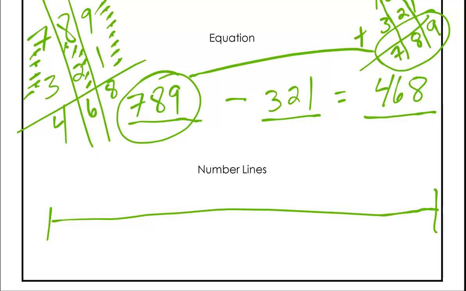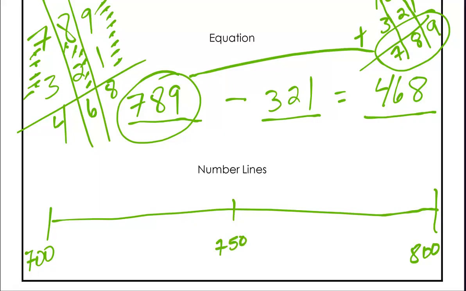789 is between what hundreds? So in other words, what would be our start point and what would be our end point? 789. So our starting point would be 700 and our end point would be 800, because 789 is in between 700 and 800. So what would be our midpoint? Right, 750.